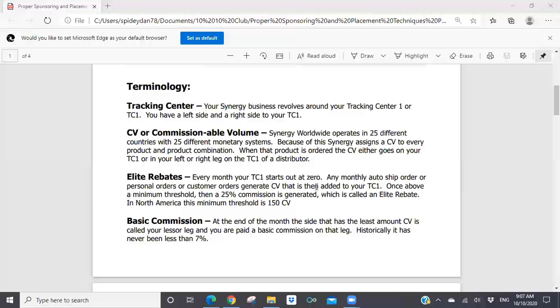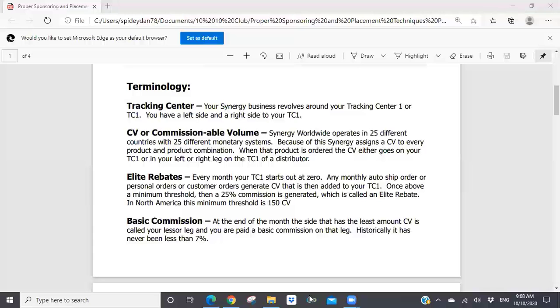So the key is if you want to get paid basic commissions, then you've got to have activity on both legs or both highways of your Synergy organization. So the left highway or left leg, the right highway, right leg, you've got to have organizational volume on both of those legs if you want to get paid any kind of basic commission.